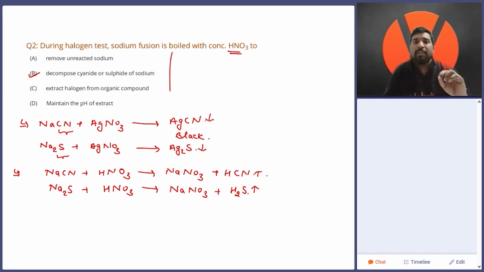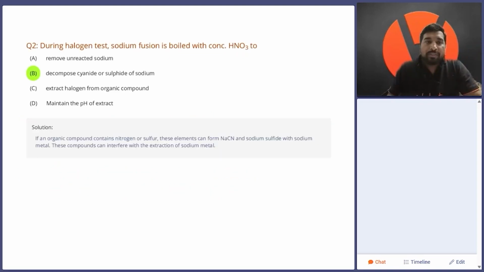So what is the primary motive to boil the sodium extract with concentrated HNO3? To decompose the cyanide and sulfide of sodium. So the right option is B. Now we will check the answer. Yes, B is the right answer.